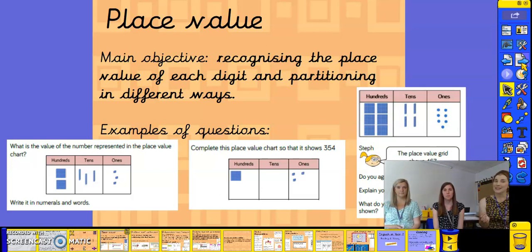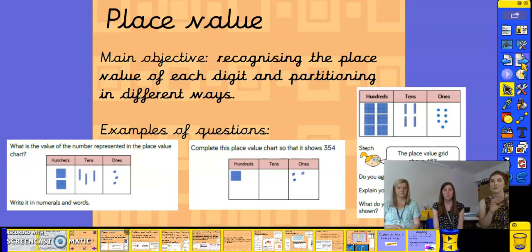One of the key objectives that we will be covering is recognising the place value of each digit and partitioning in different ways. This builds on the children's work in Key Stage 1, as do all the objectives that we will be covering in Year 3. So you can see on the screen examples of some of the questions that the children will be meeting in lessons. You can see that we've got visual representations of numbers, and that keeps coming back time and time again in all of our lessons.